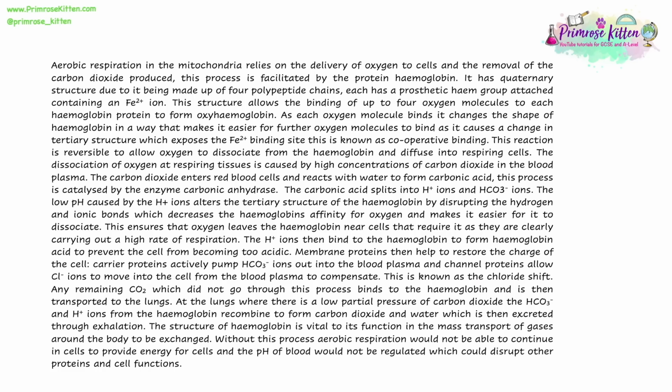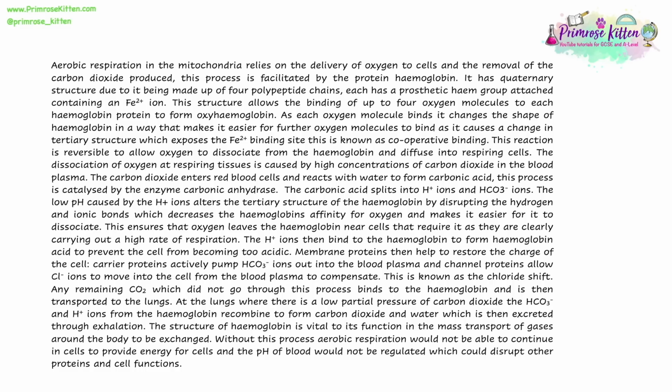Aerobic respiration in the mitochondria relies on the delivery of oxygen to cells and the removal of carbon dioxide produced. This process is facilitated by the protein hemoglobin. It has quaternary structure due to it being made of 4 polypeptide chains. Each has a prosthetic heme group attached containing an Fe2+ ion. This structure allows the binding of up to 4 oxygen molecules to each hemoglobin protein to form oxyhemoglobin. As each oxygen molecule binds, it changes the shape of the hemoglobin in a way that makes it easier for further oxygen molecules to bind, as it causes a change in tertiary structure, which exposes the Fe2+ binding site. This is known as cooperative binding.